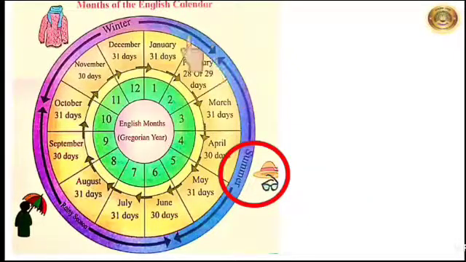Now children, this whole year is divided into 3 equal parts. This means the 12 months are divided into 3 equal parts of 4 months. These are the 3 seasons, or we can say this year is divided into 3 equal seasons. The first season is summer season, in which we have summer vacation and drink cold drinks. This is called summer season.